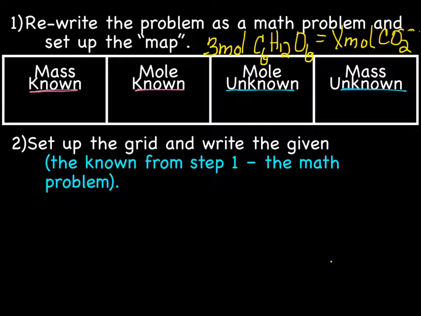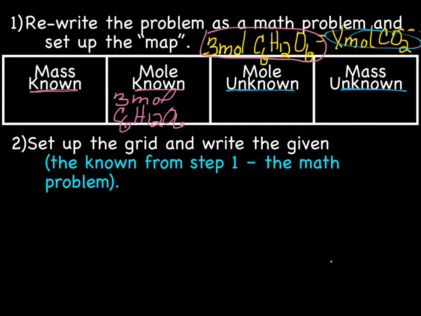So to fill in the map, we find our known, which is 3 mole C6H12O6. And the region we're in for the known is mole known. So I'm going to fill in, we know, 3 mole of glucose, or C6H12O6. And then we have the unknown region. What our unknown is, or what we're trying to look for, is moles of CO2. So we're basically just going right next door. Blank mole CO2. That's what we're trying to find. So that's how you fill in the map. Not too hard.